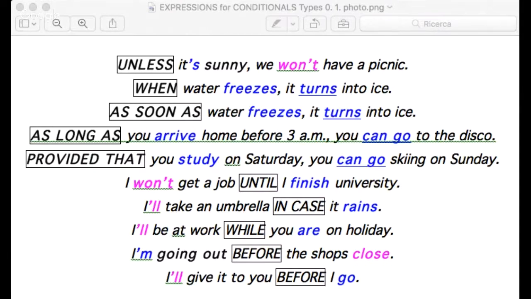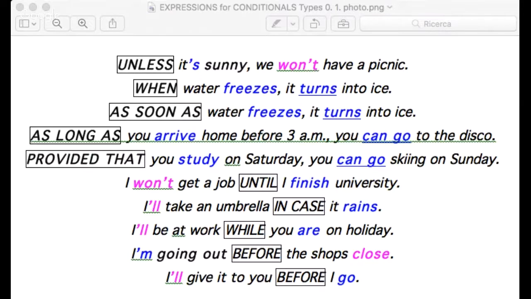I won't get a job until I finish university. Until is used very much in the conditional. I'll take an umbrella in case it rains. This is, I'm not sure if it's going to rain, but I'll take an umbrella just in case. I'll be at work while you are on holiday, during. I'm going out before the shops close. I'll give it to you before I go.